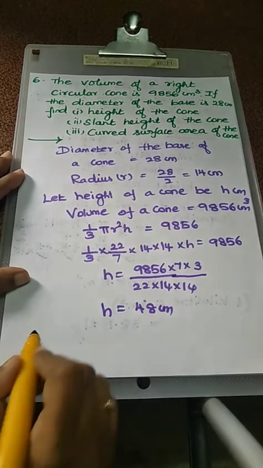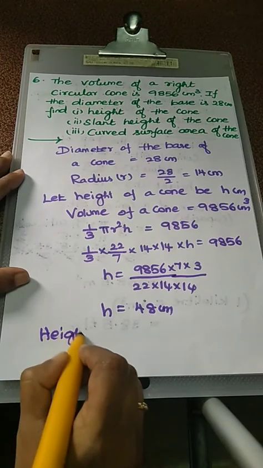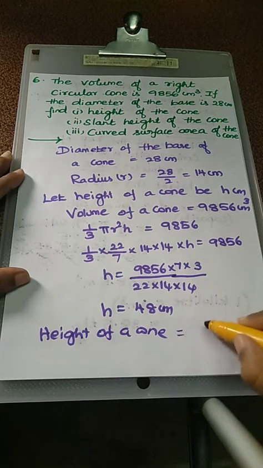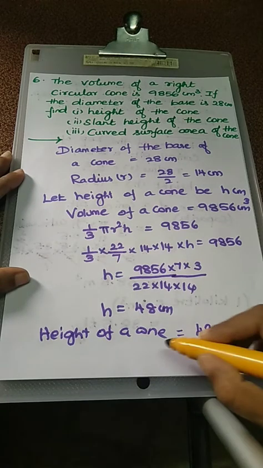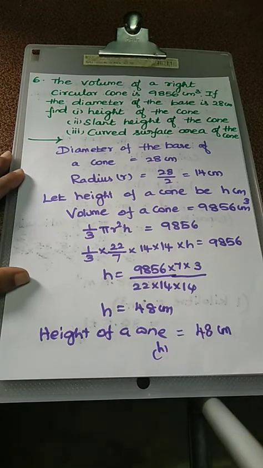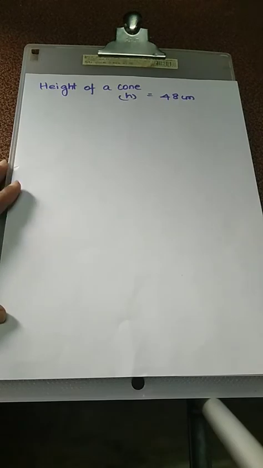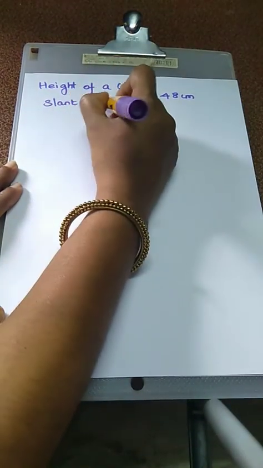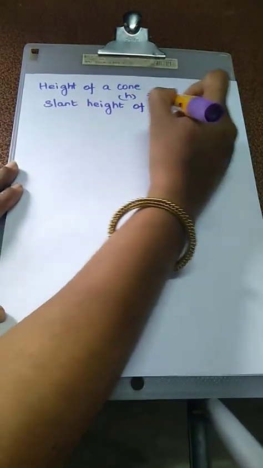So we calculated the height of a cone. So mention that height of a cone is equal to 48 centimeter. Height of a cone is equal to 48 centimeter. Next we calculate the slant height of a cone. That is our second subdivision. Slant height of a cone.